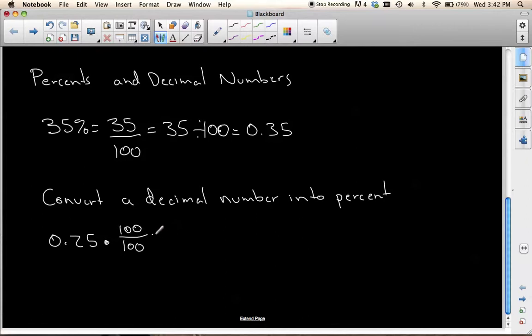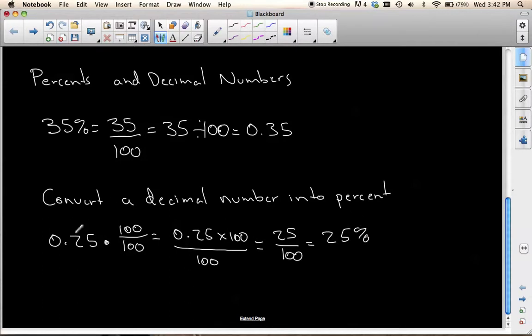And what we would get is 0.25 times 100 over 100, and that will end up giving us 25 over 100, which can be expressed as 25%. You can even just go 0.25 and multiply it by 100, and it's still going to give you 25%. It's the same idea the whole way through. So this is what we need to do if we want to convert percents and decimal numbers.